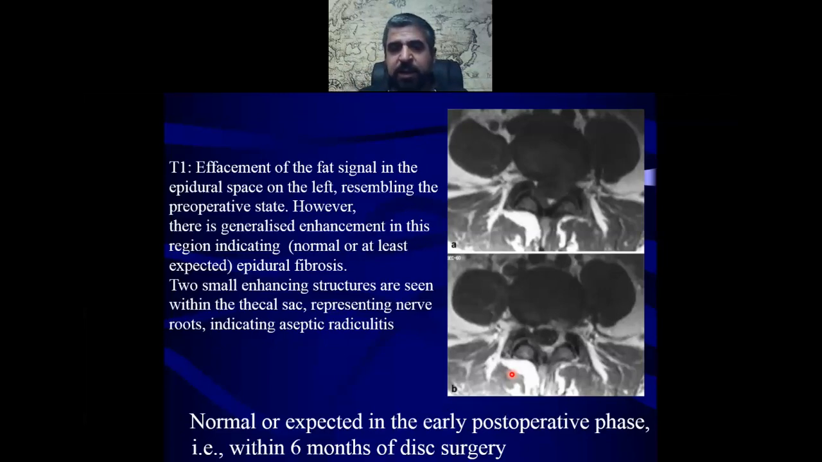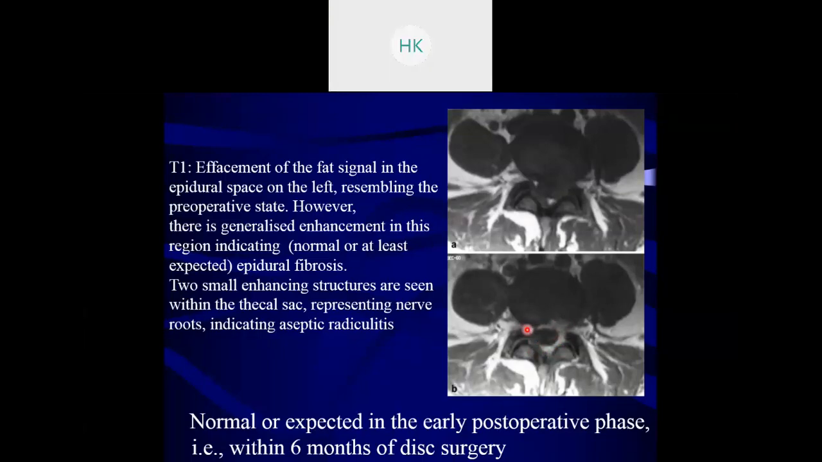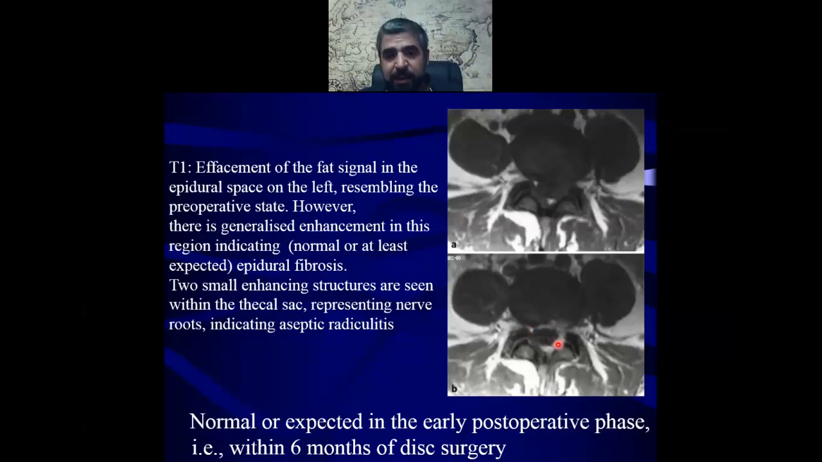So let's see here. In this case, another example of spine surgery or disc surgery. You can see the fat here. There should be some fat. It's effaced in the epidural space, especially on the left compared with the right. There is some fat here on the left side. There is no fat here. Also, there is generalized enhancement, enhanced post-contrast. This is T1 post-contrast. There is generalized enhancement in this region, indicating expected post-operative scarring or fibrosis.